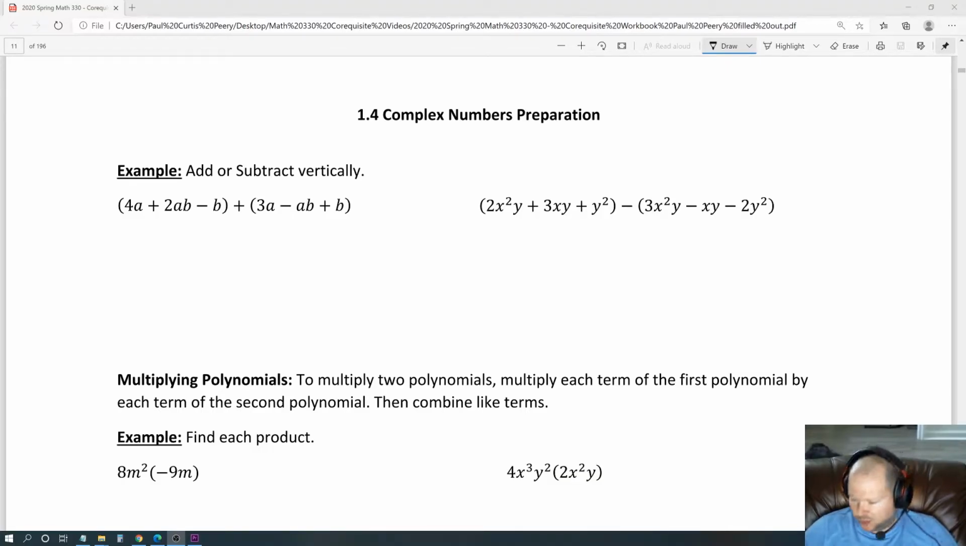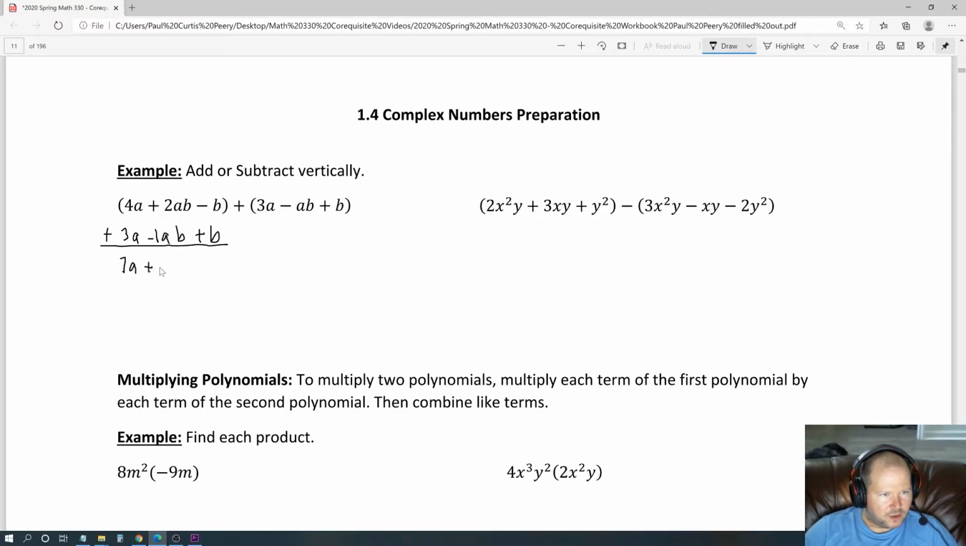1.4 Complex Numbers Preparation. Okay, example, add and subtract vertically. All right, so we rewrite this. So we can rewrite 3a minus ab plus b. And then we would just add these together. So 4a plus 3a, 4 plus 3 is 7a. Then we say minus 2ab plus negative 1ab. So negative 2 minus 1 is negative 3ab. And negative b plus b, those just cancel out.